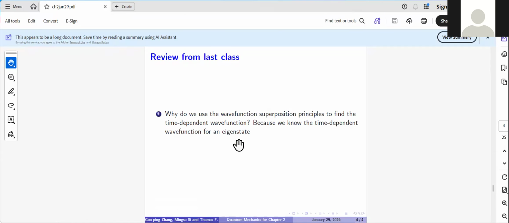All right, first question. Why do we use the wave function superposition principle to find a time-dependent wave function? Okay, so why do we do that, Cody? Why do we use the wave function superposition principle to find the time-dependent wave function? Yeah, look at the notes. So why do we use the superposition principle? This is a very important principle. Why do we do that? Okay, Aisha, can you help? Yes, keep on going. Mixed of what states? Mixed, consists of what?